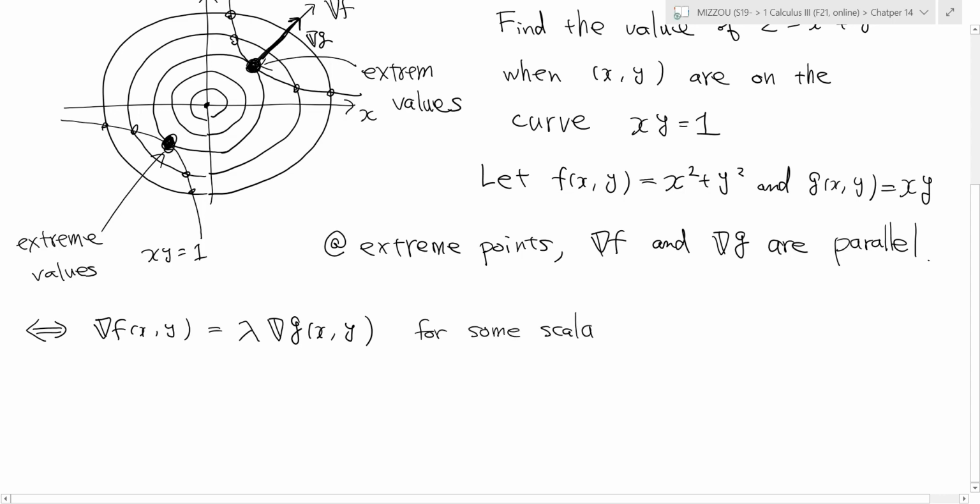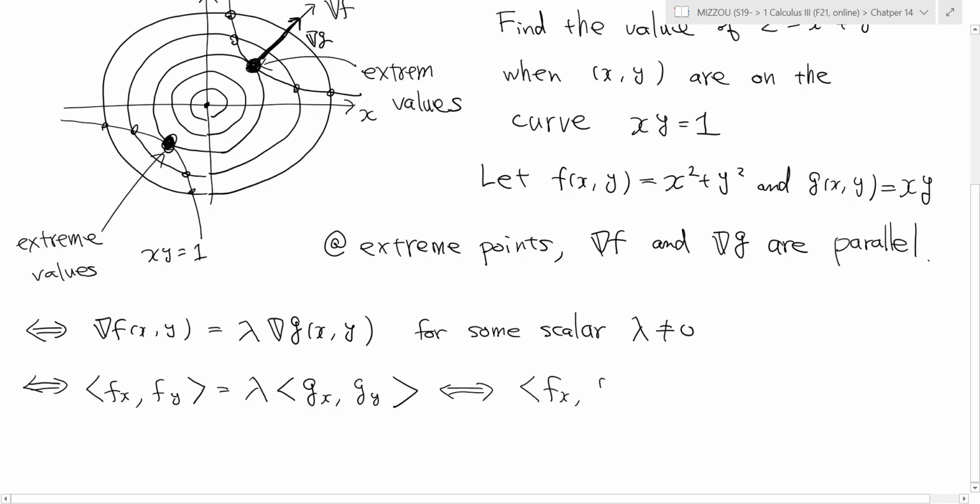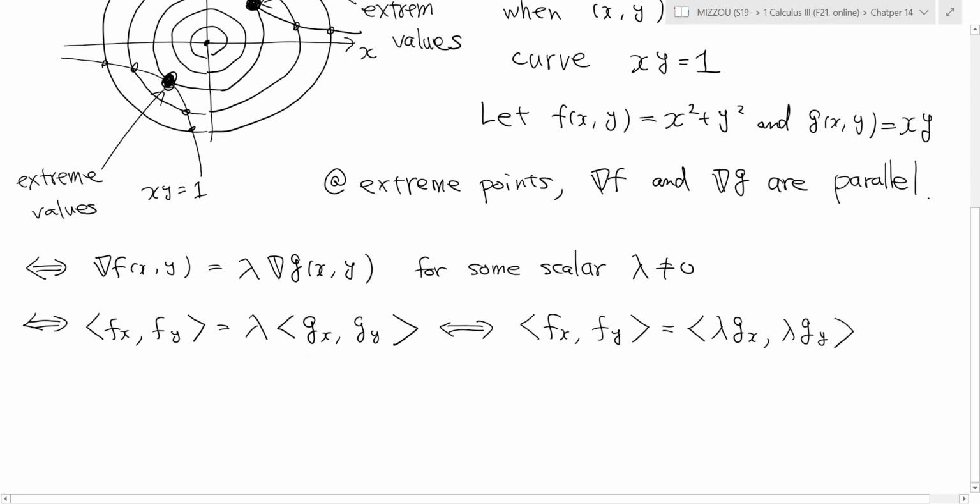And you may assume that the scalar is non-zero, sorry. If the scalar is zero, the gradient is zero, but you may assume that the gradient is never zero for this type of problem. So as a vector, the gradient is written like this. And then on the right-hand side, the gradient is also written like this. Okay, and that is the same as saying f_x and f_y is equal to lambda g_x and lambda g_y. So therefore, this is the same as saying f sub x is lambda g sub x and f sub y is equal to lambda g sub y.